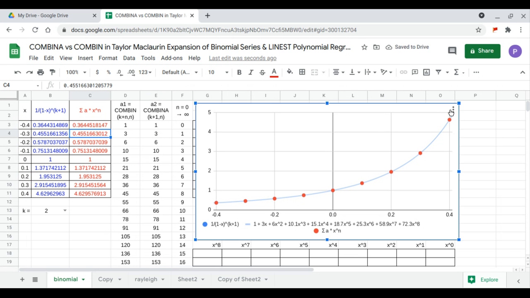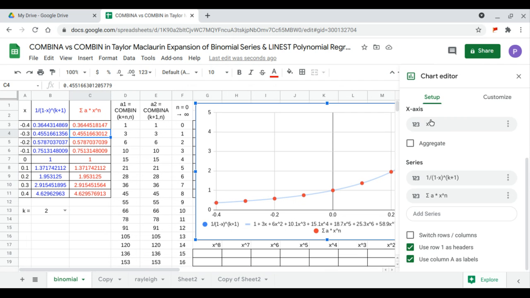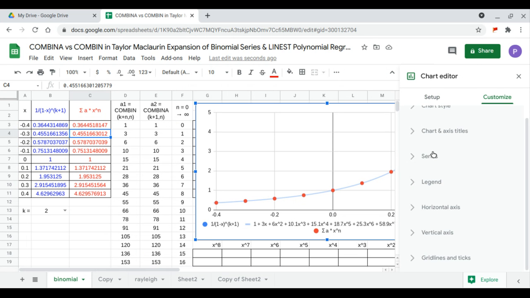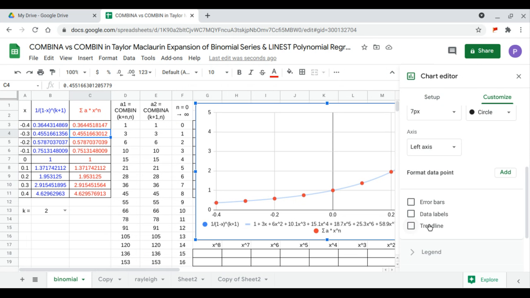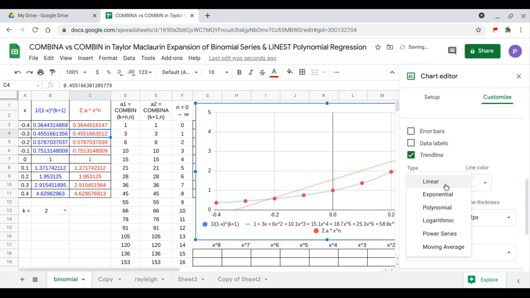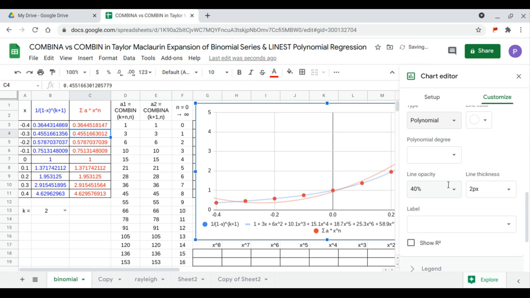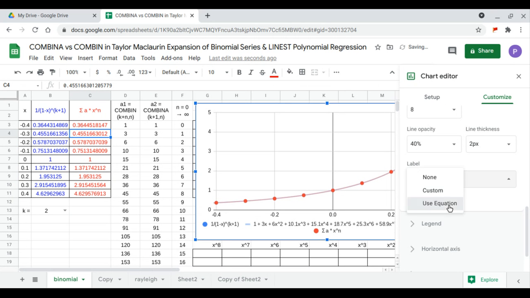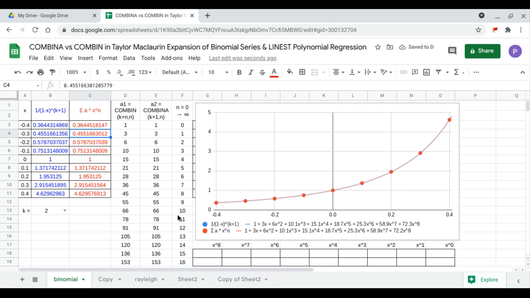And here we generate a trendline polynomial of both. So series trendline polynomial to the 8th degree. Show the equation as label. So our approximation is good enough. They are all in the same trend line.